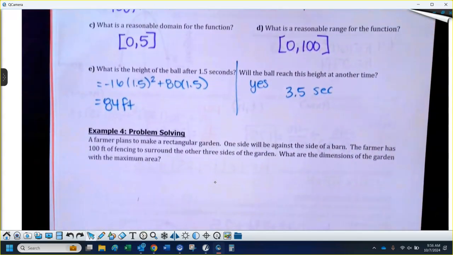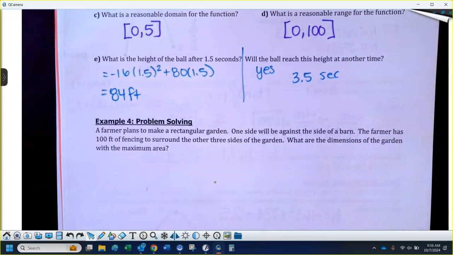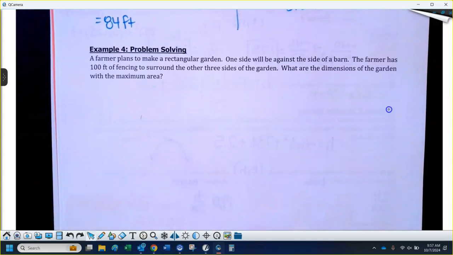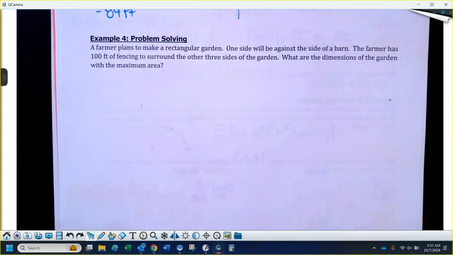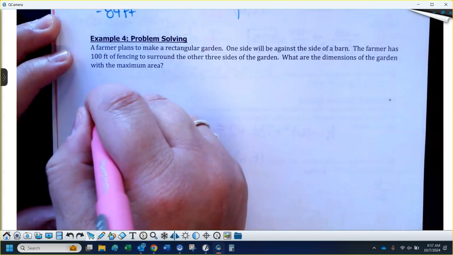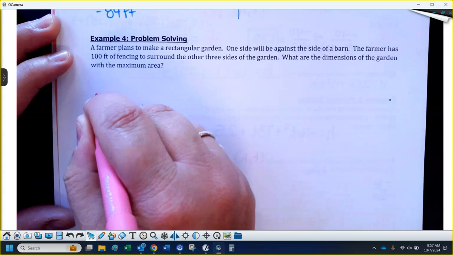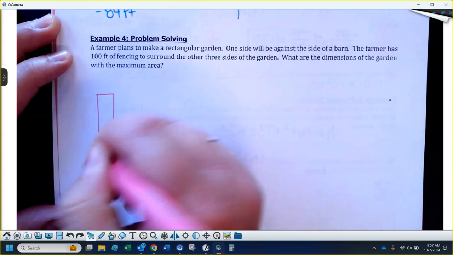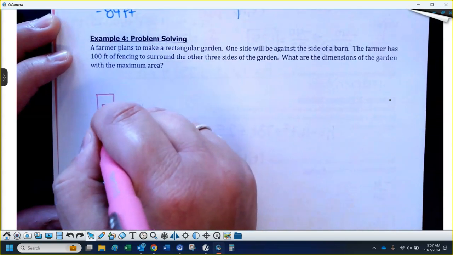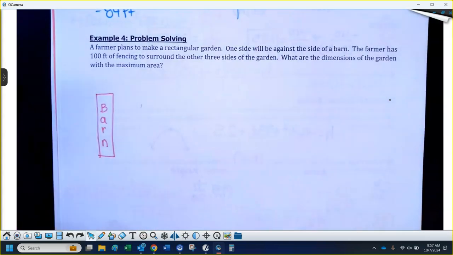Okay, now I have one more, and this is really different than all the other problems that we've done today, but we're still going to maximize a quadratic on this. So don't judge my drawing. All right, it says a farmer plans to make a rectangular garden that's going to be next to a barn. So here, just pretend I am a fabulous drawer when I am not, and this is the barn.